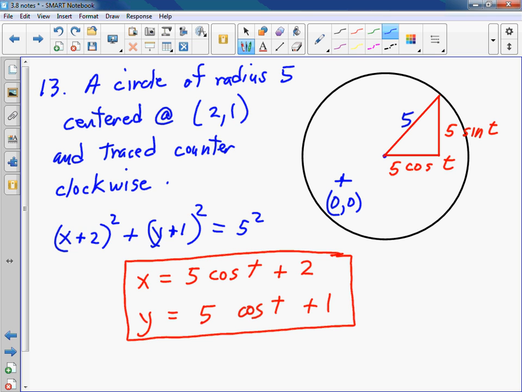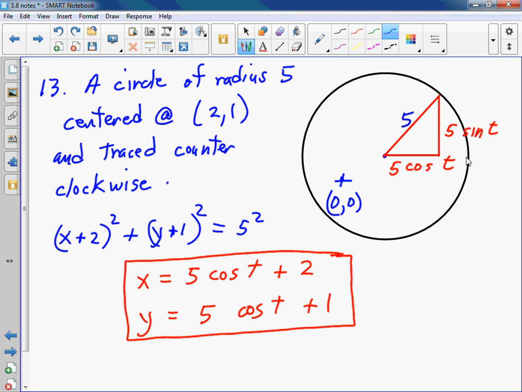Okay, here we go. So x equals 5 cosine t plus 2. So we go 5 cosine t plus that distance there. And 5 sine t plus 1. And that would get us out there. Yes, that makes sense. My answer is reasonable.